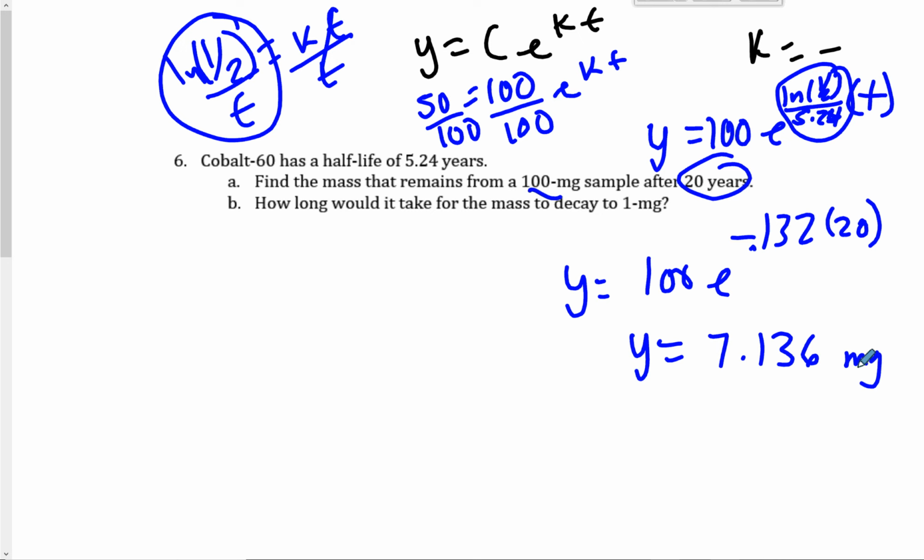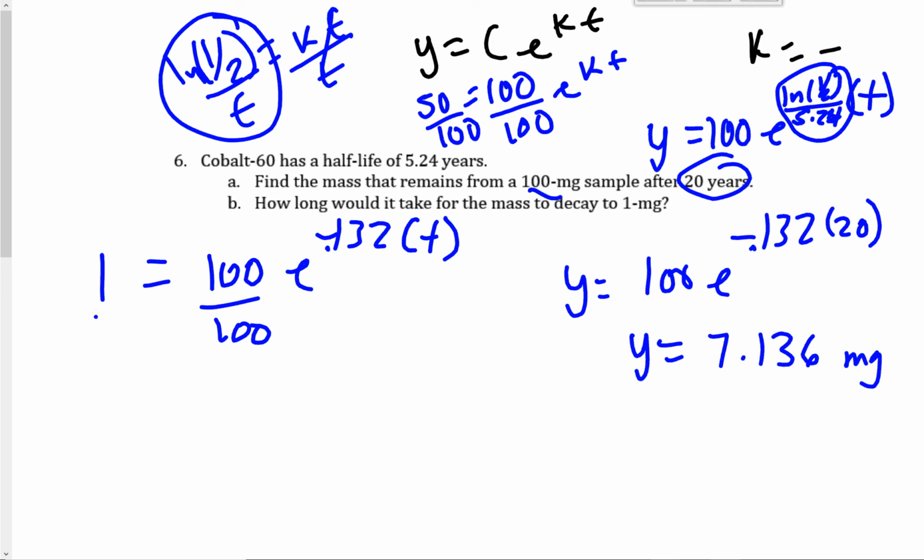Okay, and then I can ask the second question, how much to get to 1 gram? So I start with 100, I end with 1. My K is, like I said, I rounded that, negative 0.132. And now I'm solving for T, so I'm going to get the E by itself first. You could do decimal there if you wanted to.